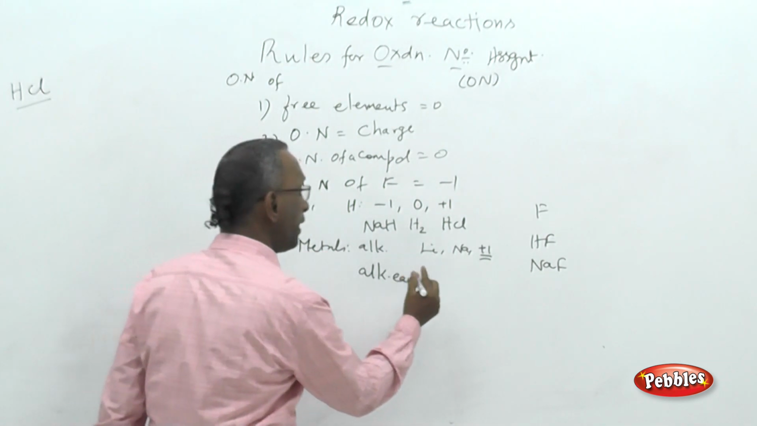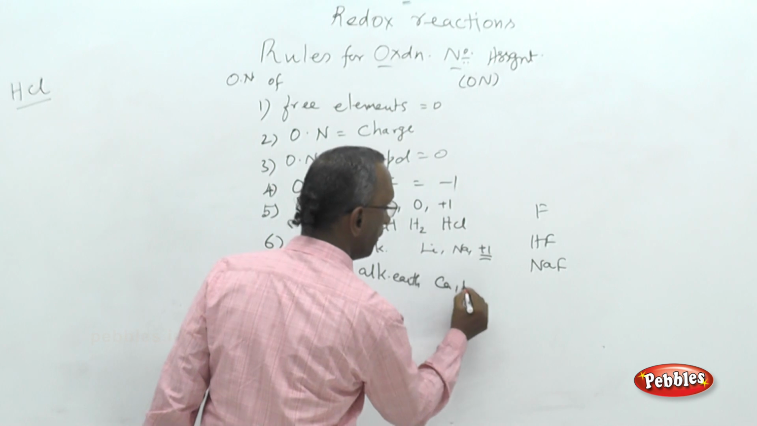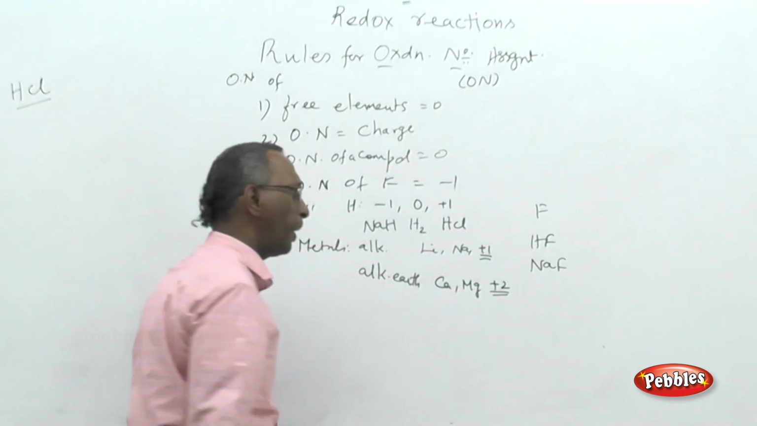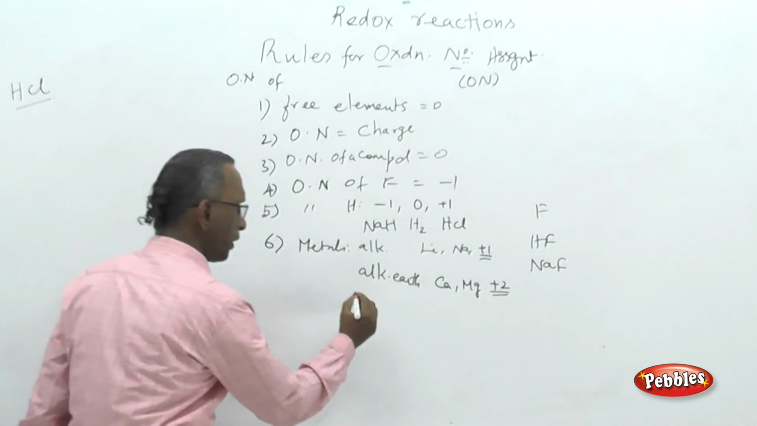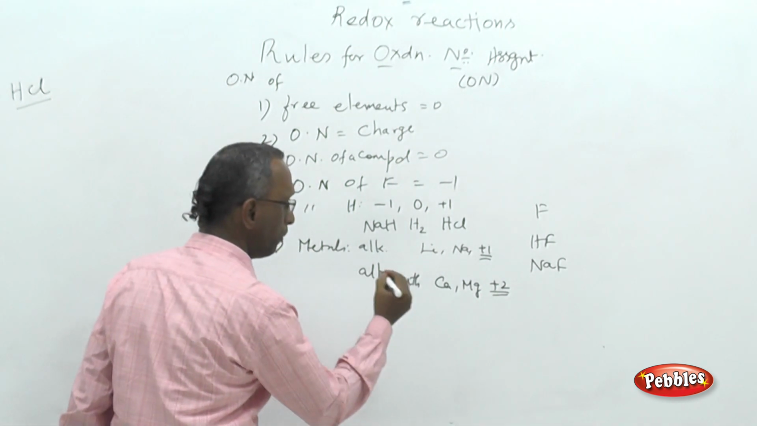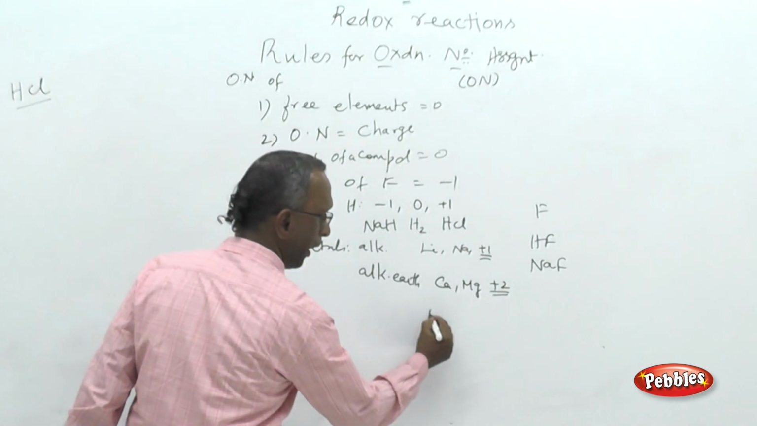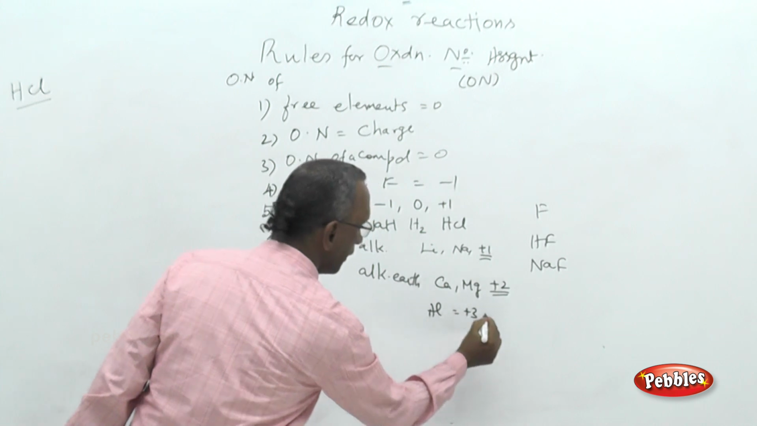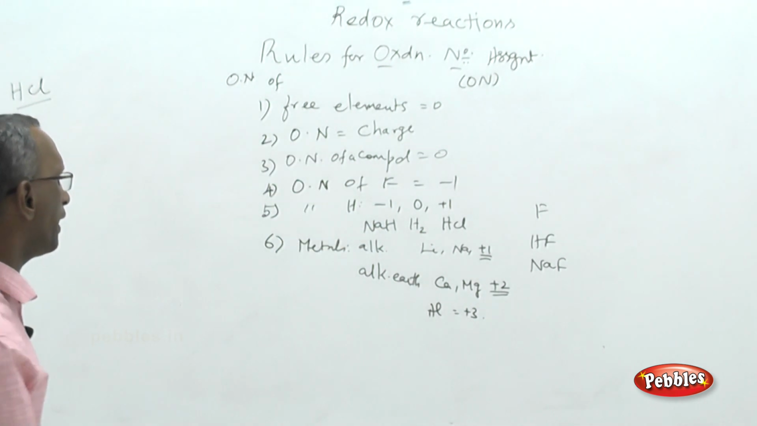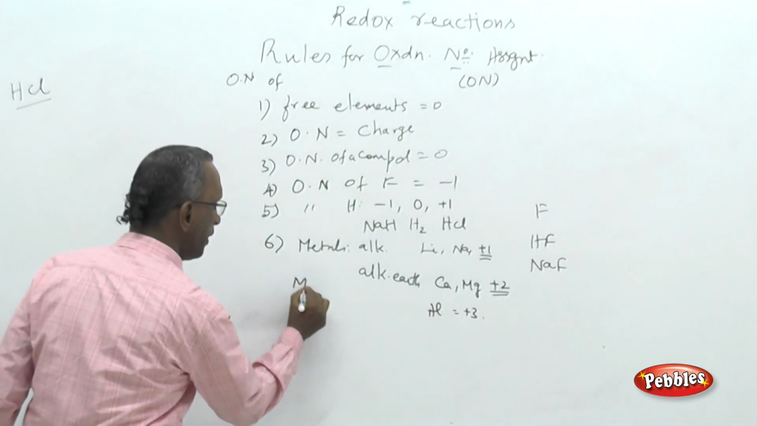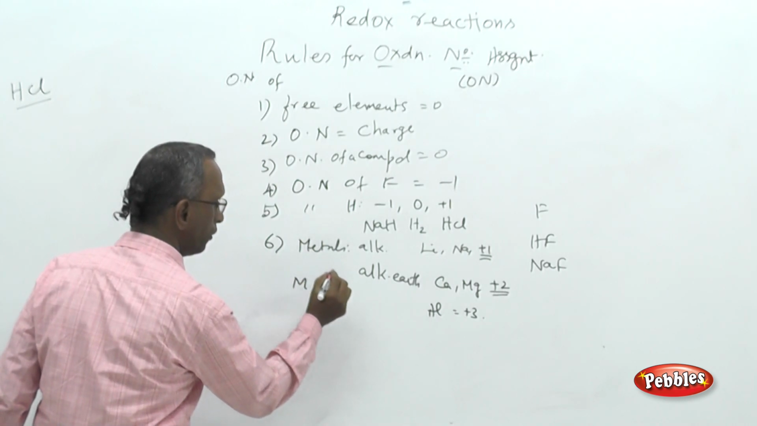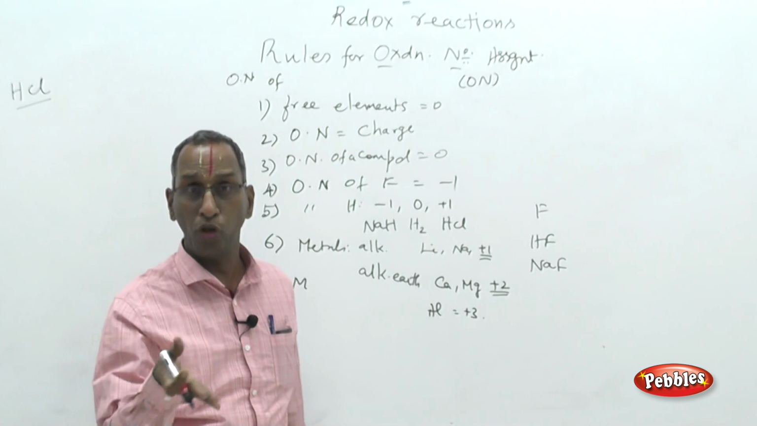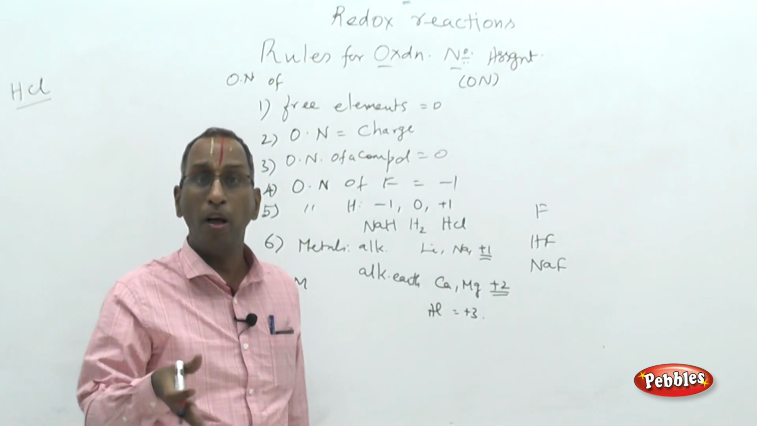So alkaline earth metals, calcium, magnesium, etc., their oxidation state is taken as +2. And metals in the aluminum group, boron, aluminum, gallium, indium, thallium, etc., the oxidation state is +3. So this is in general for metals: hardly will they lose more than 3 electrons at maximum. But it should not be confused with the oxidation state.